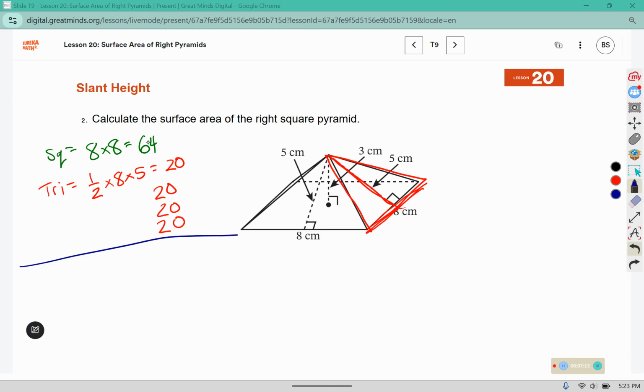The surface area is going to be all 5 of the sides, or the faces, added together. So 20, 40, 60, 80 plus 64, which is 144 centimeters squared.